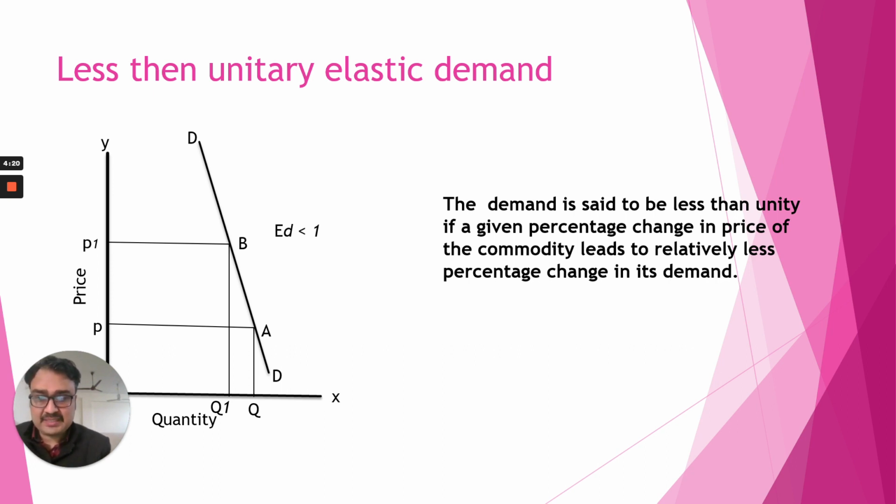When the price rises from OP to OP1, demand falls from OQ to OQ1. That is, the change in price is PP1. As a result of this, change in quantity demanded is QQ1, as PP1 is more than QQ1. That is, change in price is more than the change in quantity demanded, and in this case, the demand curve will be a steeper curve, as shown in the diagram, indicating the price elasticity of demand to be less than 1.